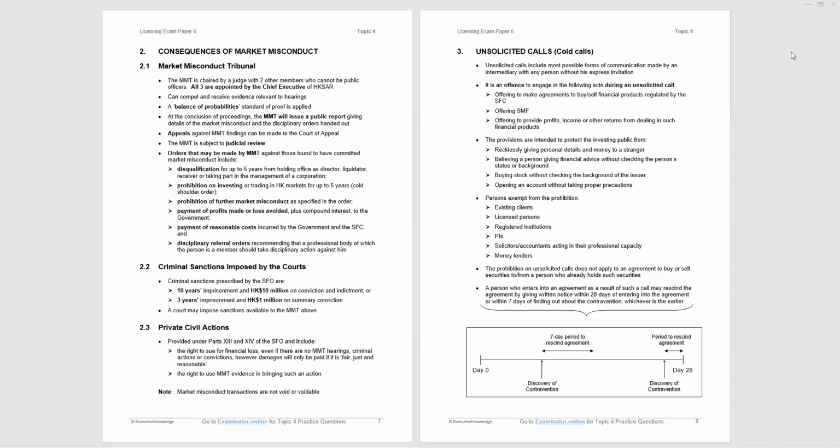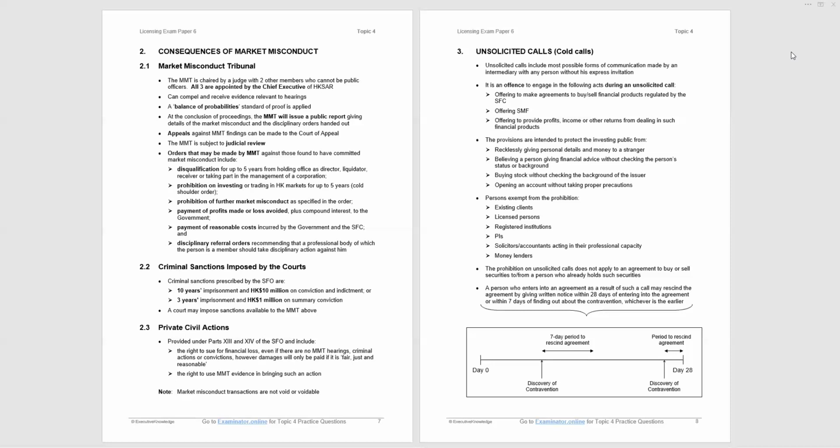So if I was setting an exam question for topic 4, that would be attractive. There are 6 bullet points. I could play around with those. Then after those points, we're told the prohibition on unsolicited calls does not apply to an agreement to buy or sell securities from someone who already owns those securities. The idea is that they already know enough about the securities. We then have one point at the bottom that is linked to the diagram at the bottom of page 8.